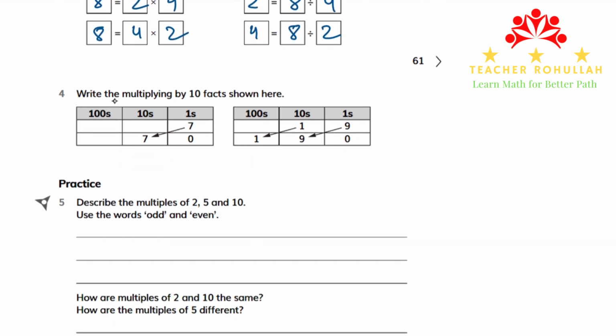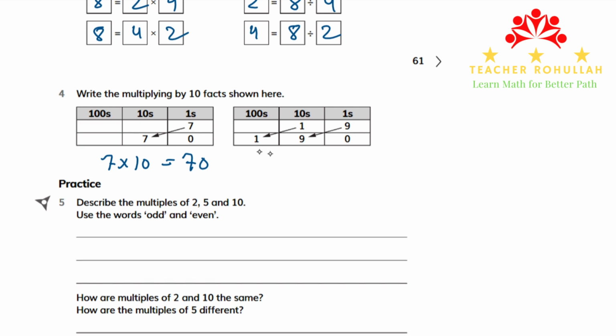Question number 4 says, write the multiplying by 10 facts shown here. How is it multiplied? 7 is in the ones place. It is multiplied by 10 to get 70. So when we multiply 7 by 10, it moves from the ones place to the tens place. So the multiplication fact for this is 7 times 10 equals 70. Now once we get 70, we have a 0 in the ones place, so 7 goes to the tens place.